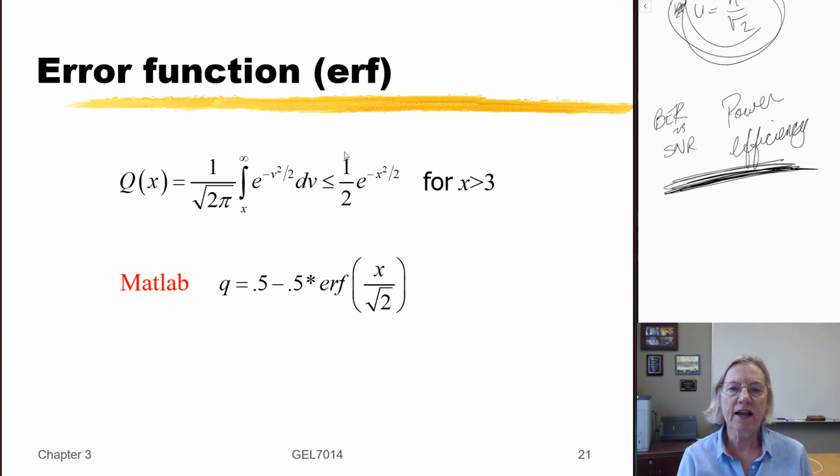I also have here a very simple approximation, or upper bound, but a good approximation for the Q function. For x greater than 3, which is very likely for signal-to-noise ratios, a good approximation to this is just an exponential. So if you just had a calculator, you could do it with this.